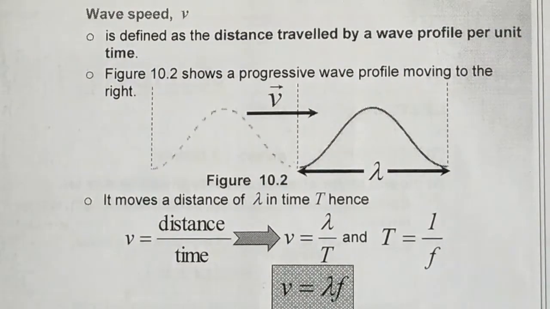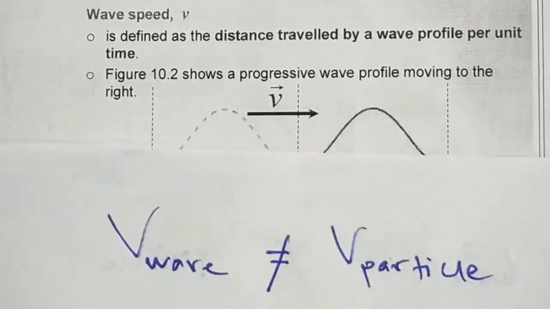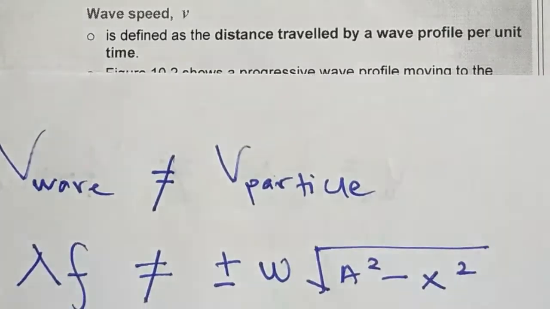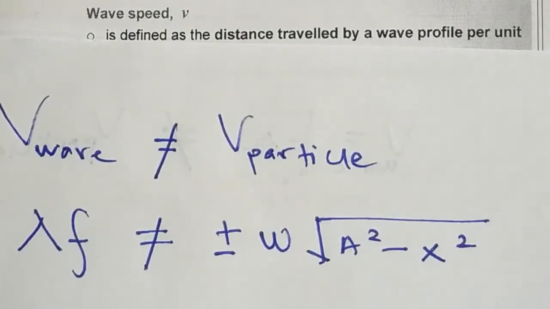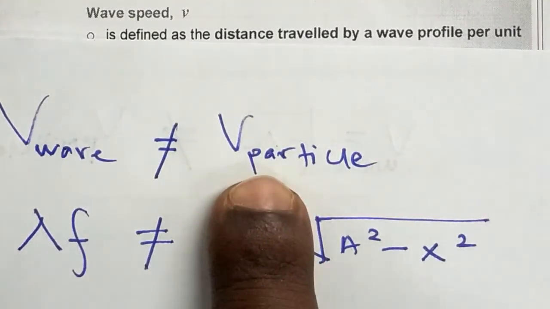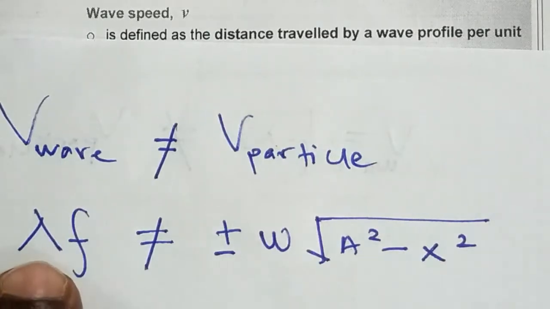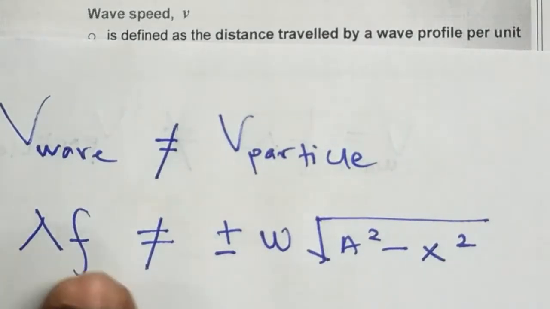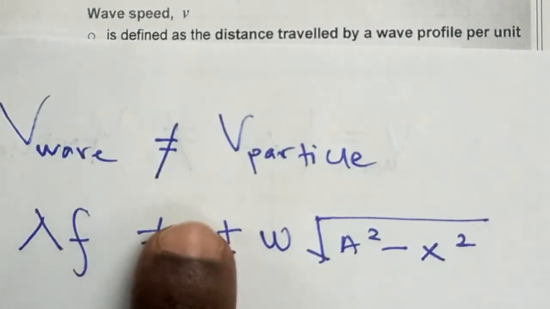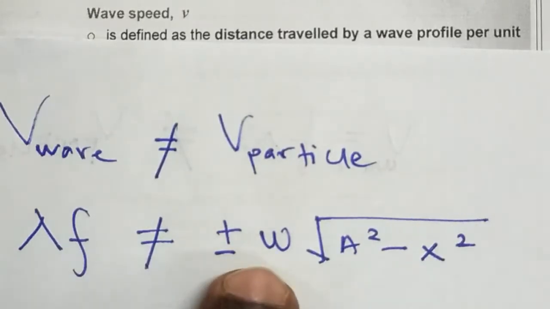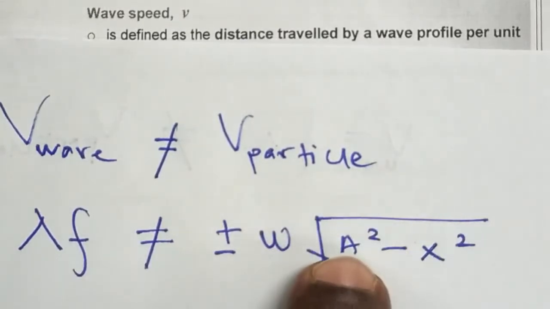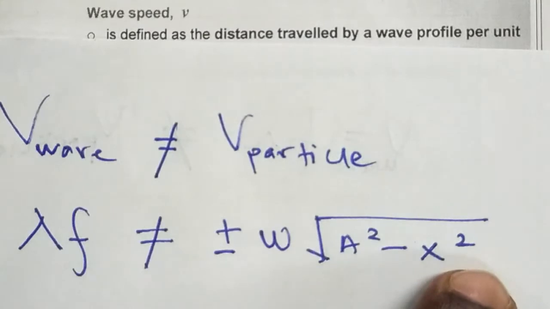We have to understand that the wave speed is not equal to the speed of the particle. So the speed of the wave, lambda f, is not equal to plus or minus omega square root of A squared minus x squared.